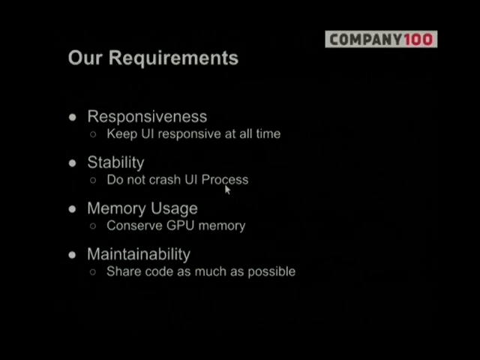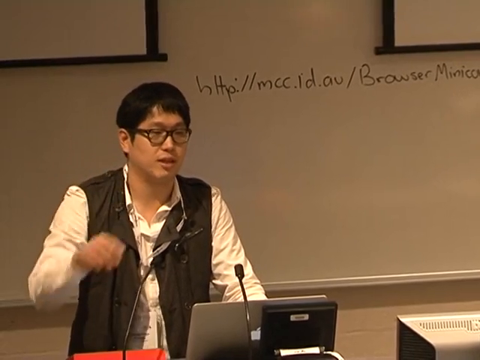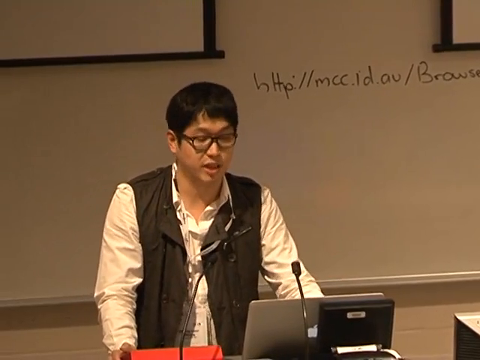So our requirements are like this. First, responsiveness. We want a fast response at all times when there is a user interaction. There are several user interactions in this area. First is scrolling, zoom, or clicking a link, etc. And then other UI events like the back button, go button, or address bar. So we want a fast response at all times.